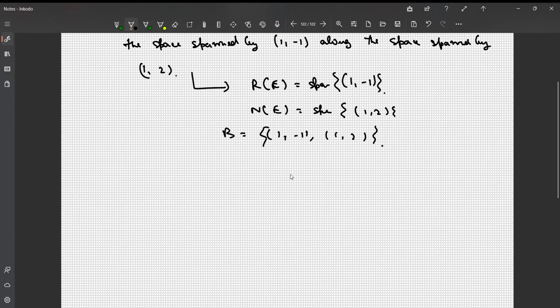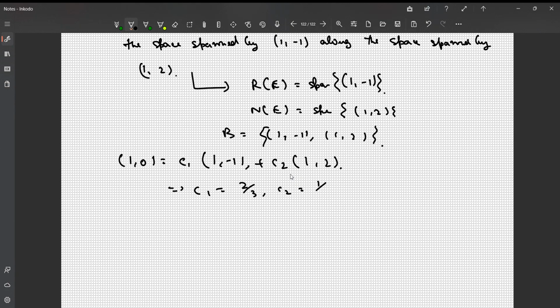Or we can go step by step, which is also very obvious to observe. What we can do is that we just need to find the image of the standard basis of R2. Okay, we can do it in this following way. So how can 1, 0 be written? Suppose 1, 0 is written as some C1 times 1, minus 1 plus C2 times 1, 2. So from here you will get that C1 is 2 by 3, C2 is 1 by 3.